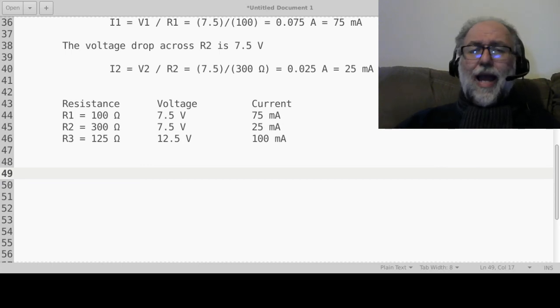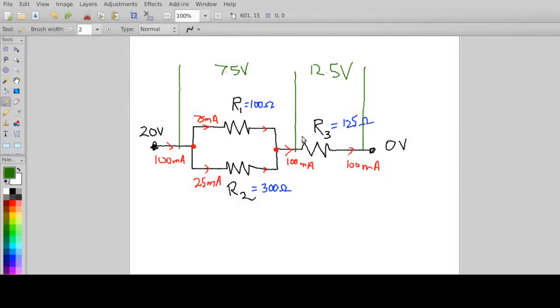Okay, let me just summarize what we did there, because there were a lot of steps. Let me go back to this diagram. The first thing we did is we found the total resistance. Okay, and then once we found the total resistance, we had the total voltage, we had the total resistance, we were able to find the total current, and the total current through this thing, that's not red, this is red. Okay, the total current through it we found was 100 milliamps.